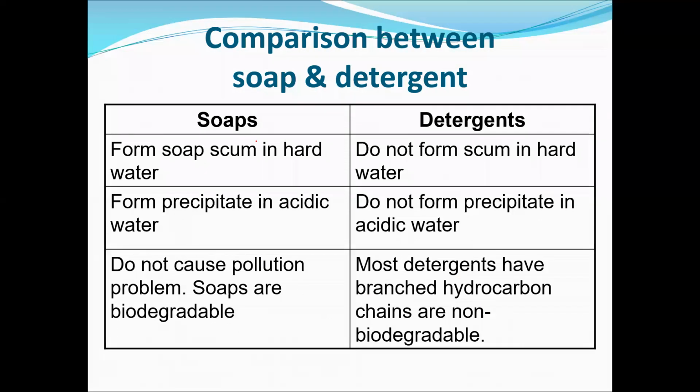Soap will always form scum in hard water. Detergent, no scum. Okay? Now, acidic water is also the same thing. Soap will form a precipitate. Detergent does not form a precipitate. Now, the only good thing about soap is that there is no pollution because they are biodegradable. But detergent is non-biodegradable. Okay, so that's the only bad thing about detergent.